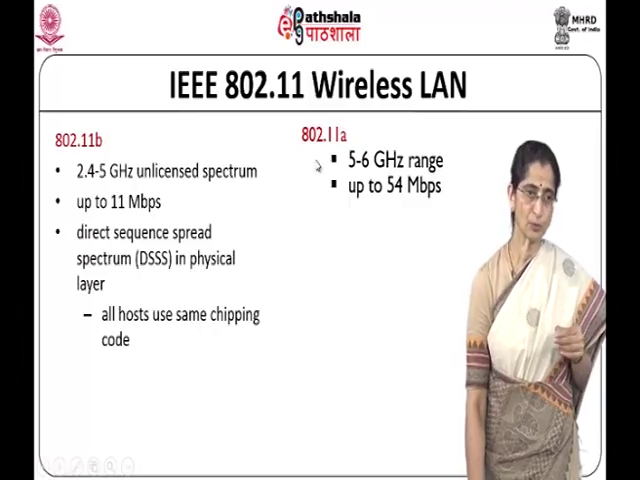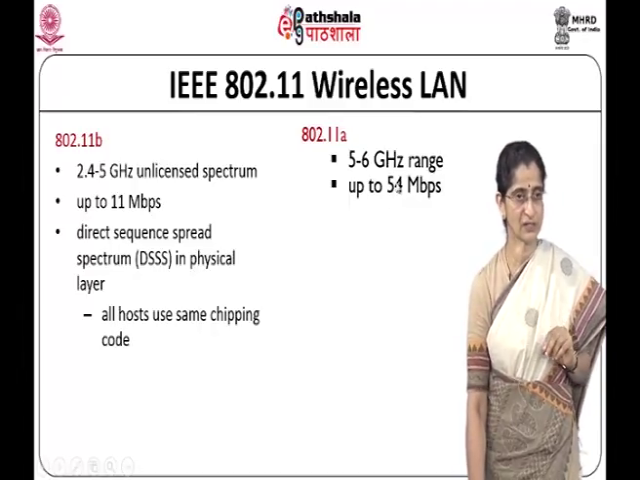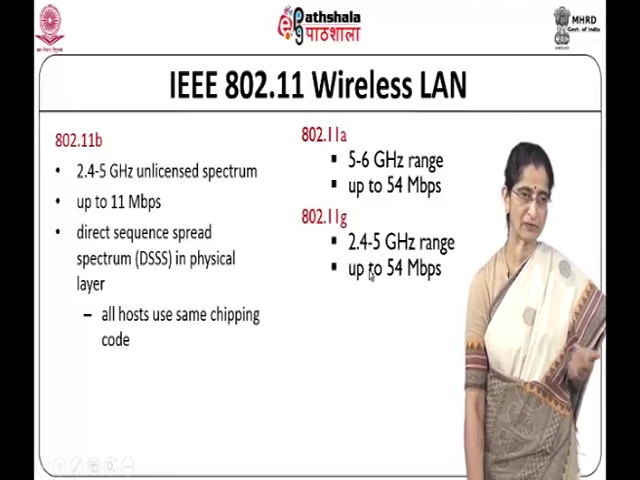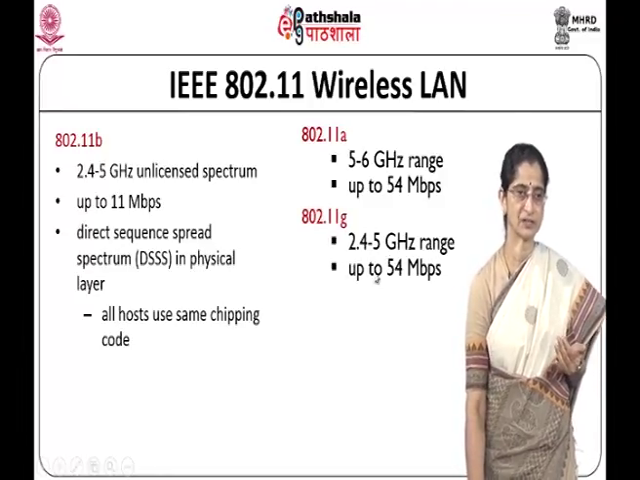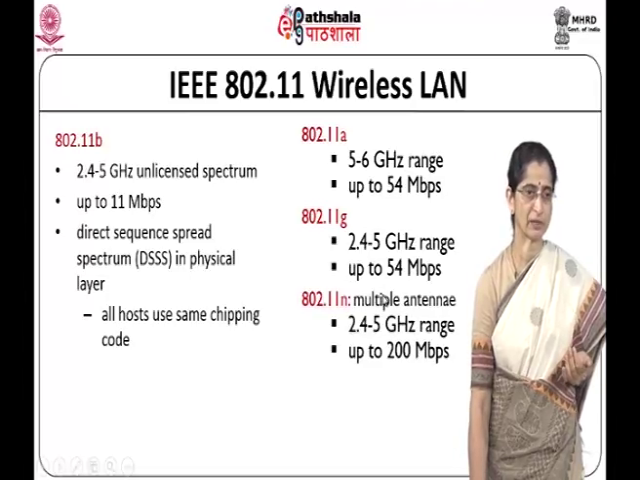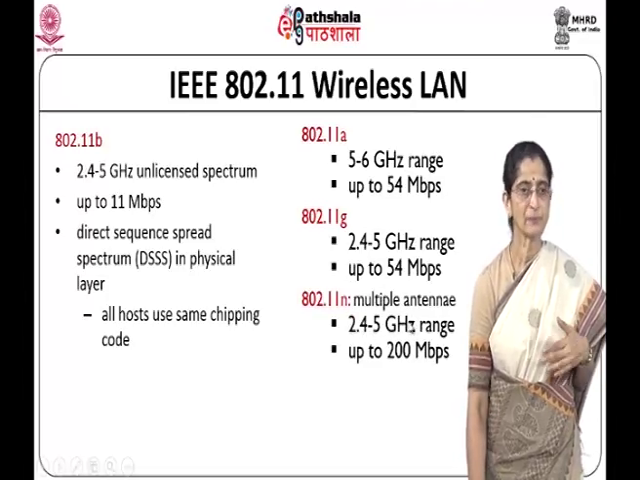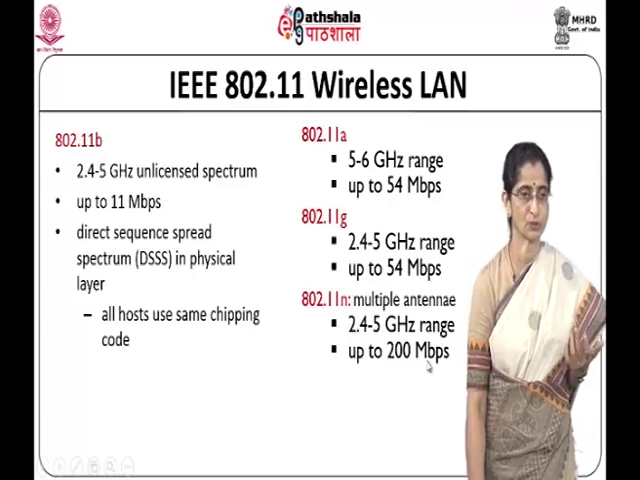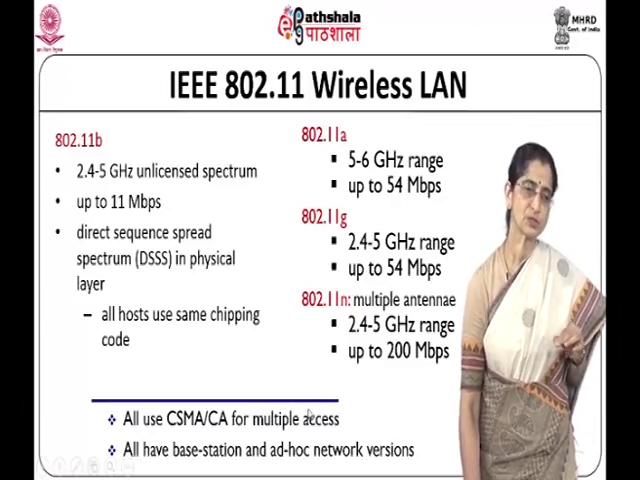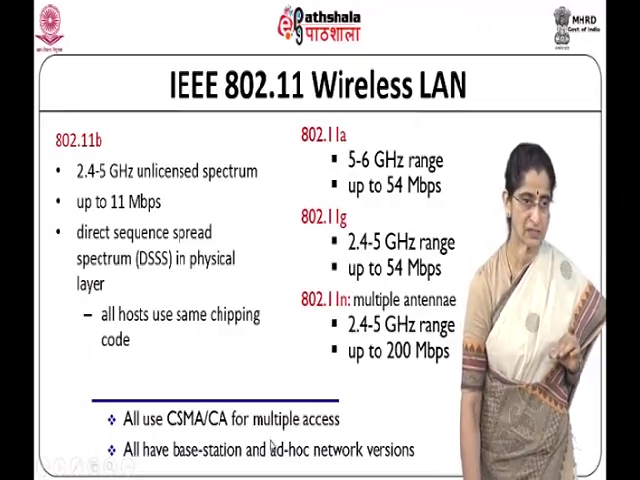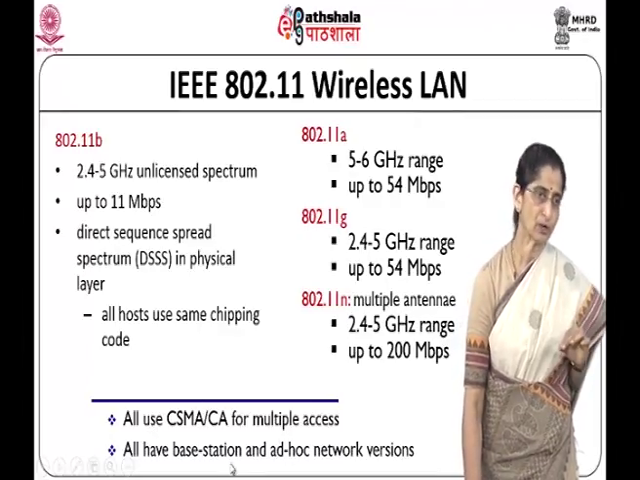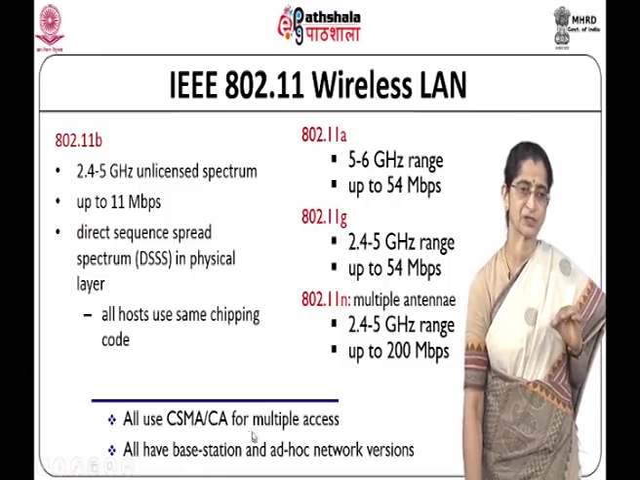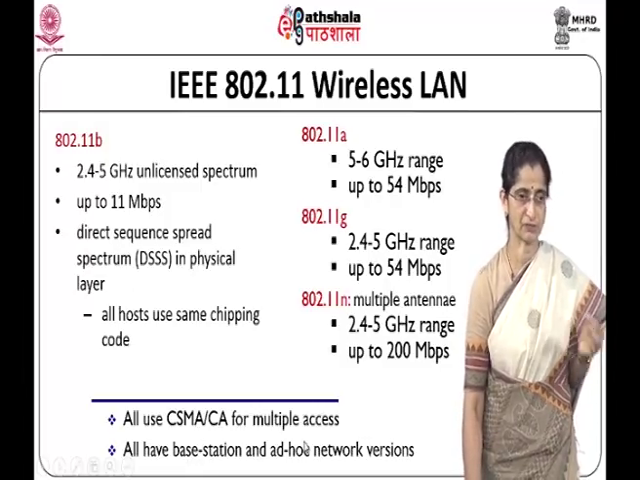Then we have 802.11a, which works in the 5 to 6 gigahertz range. You can have up to 54 megabit per second data rates. 802.11g, 2.4 to 5 gigahertz range, up to 54 megabit per second. And then 802.11n, where you use multiple antennas, and therefore you can have up to 200 megabit per second and so on. Now, all of them use a particular technique called CSMA-CA for multiple access, and all of them support both the infrastructure mode of operation, which is the base station mode of operation, and an ad hoc mode of operation that we mentioned.